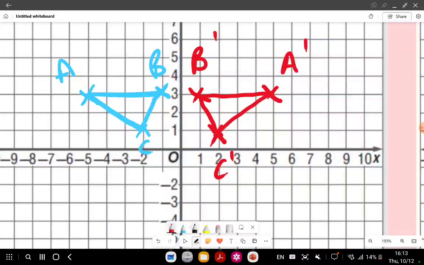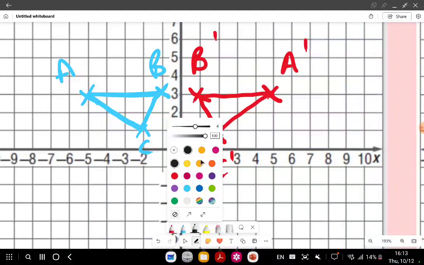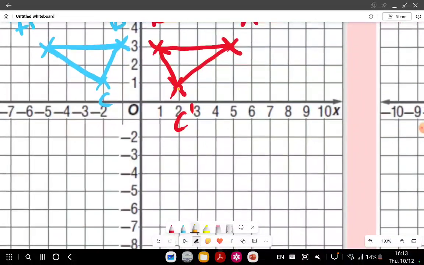Now I'm going to reflect the red one about the x-axis. From here to here it's 1, so that becomes 1. So this point here is C2. From here, 1, 2, 3, that becomes A2. And then 1, 2, 3, B2. Connect the dots. There we go.